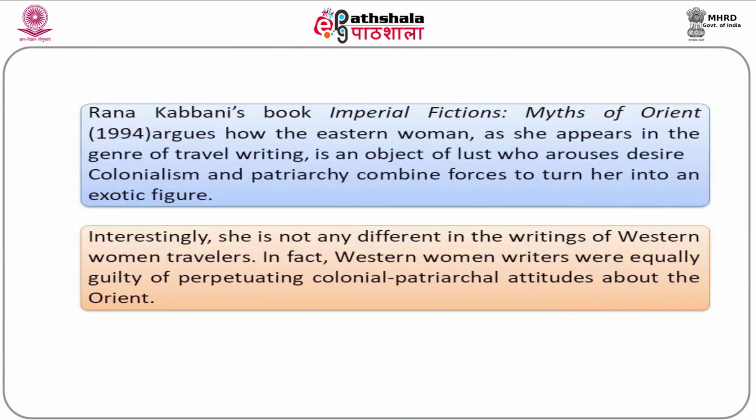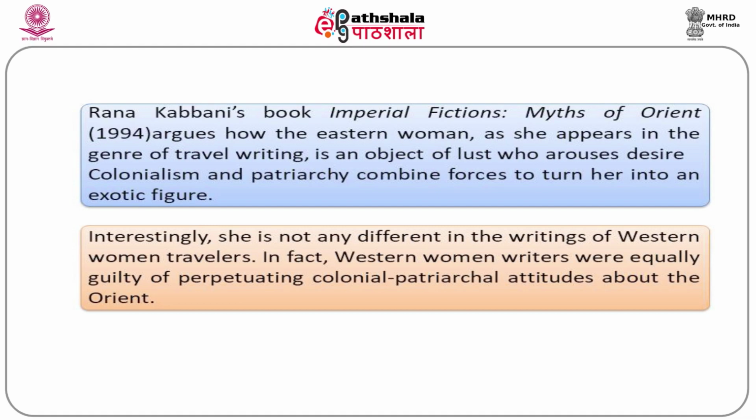Rana Kabbani's book, Imperial Fictions: Myths of the Orient, argues how the Eastern woman, as she appears in the genre of travel writing, is an object of lust who arouses desire. Colonialism and patriarchy combine forces to turn her into an exotic figure. Interestingly, she is not any different in the writings of Western women travelers. In fact, Western women writers were equally guilty of perpetuating colonial patriarchal attitudes towards the Orient.